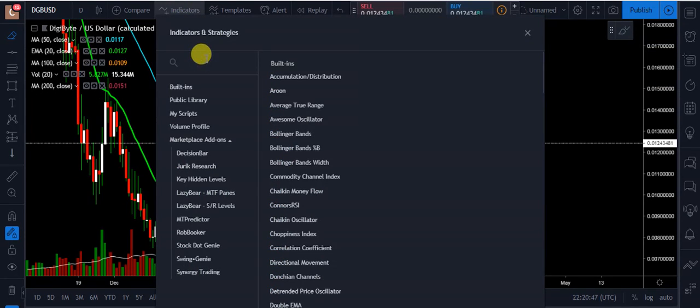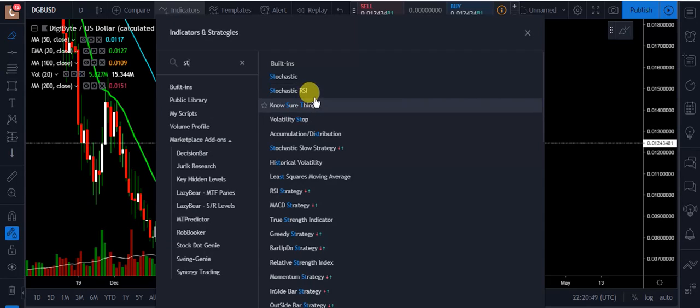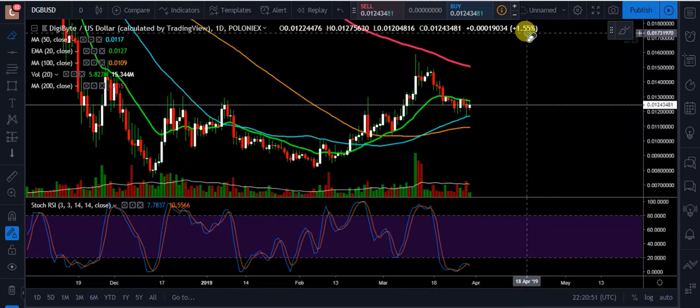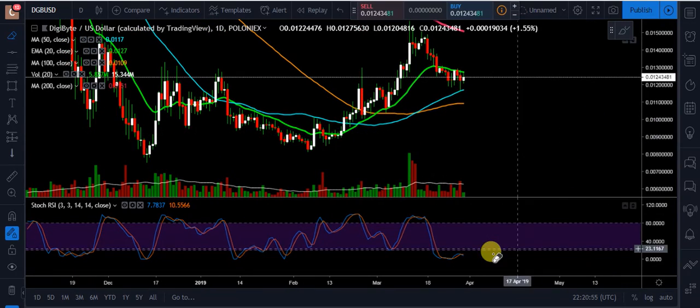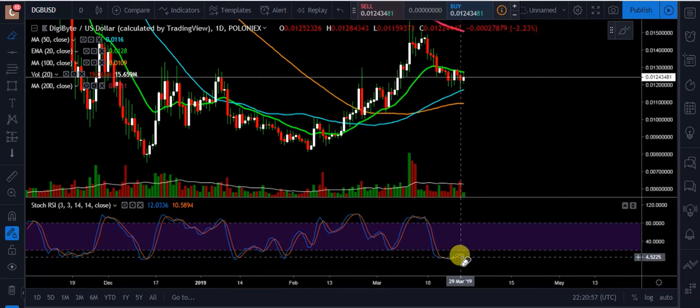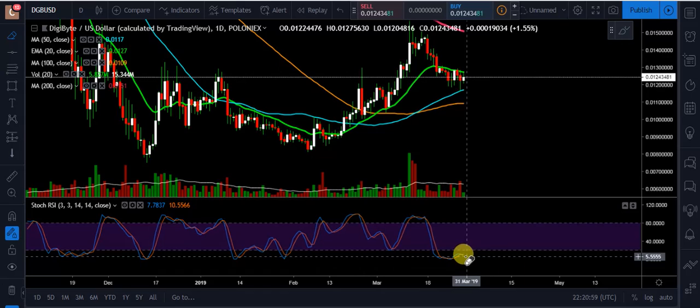Next one, let's check out our stock RSI, and all these are our oscillators, and it's really important to look at your oscillators and see what's happening. Now, in terms of the oscillators, we're really low right now, guys. We are getting a bearish cross down here towards the bottom, but we're very low. We're at 7 and 10, so we're in that oversold category right now in terms of the stock RSI.